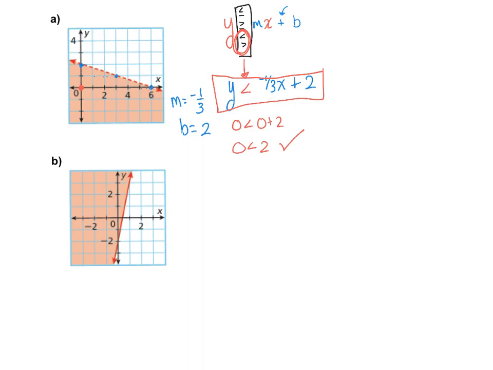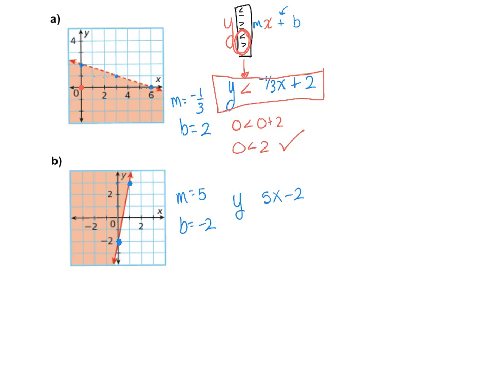Okay, next one. So my m for this one, let's find some good points here. Ones that actually hit. So that'll be up 1, 2, 3, 4, 5 over 1. So the slope is 5 over 1. The b is crossing at negative 2. So I now have y, 5x, minus 2 instead of plus negative 2.